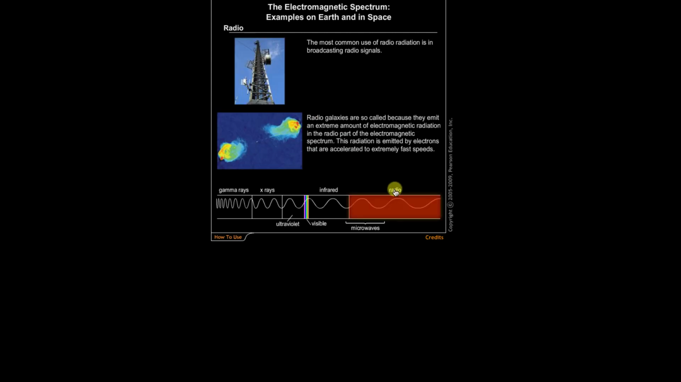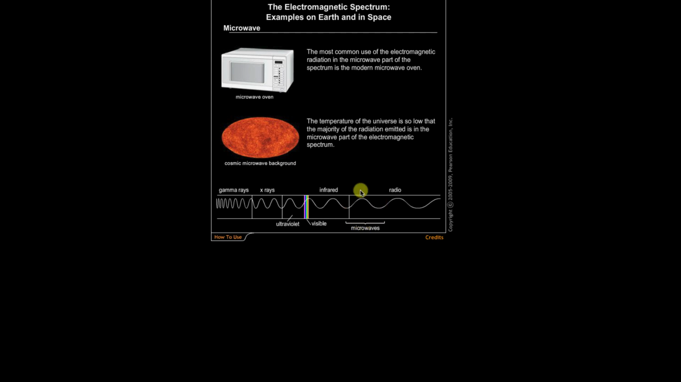And then there's the radio part of the spectrum, which includes the microwave part of the spectrum.